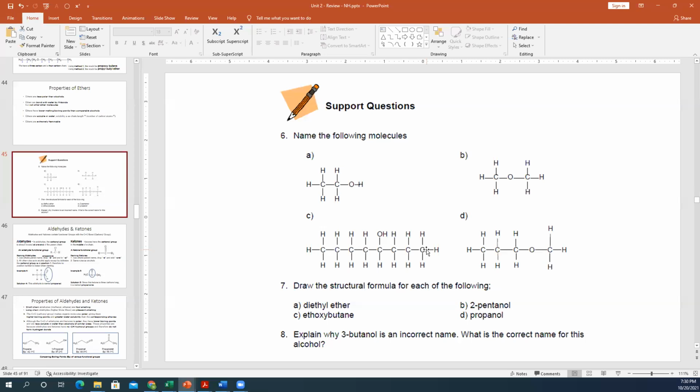Count your carbons. 1, 2, 3, 4, 5, 6, 7, 8. 8 carbons here and an alcohol group. So this has got to be something-ol. What kind of an -ol? What kind of a prefix tells us that it's 8 carbons? Anybody?